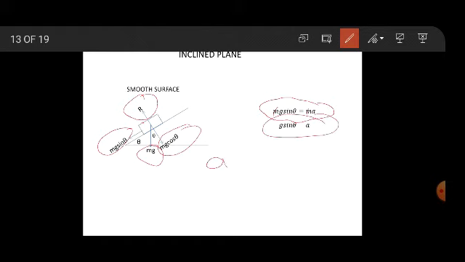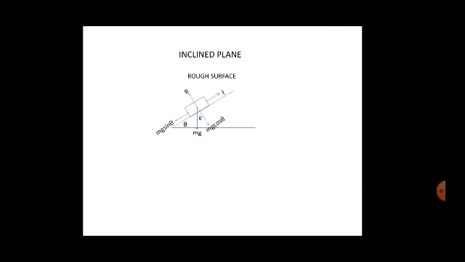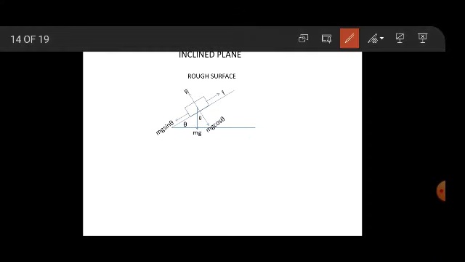So when an object is sliding down a smooth inclined plane, the acceleration of that object, a, is equal to g sine theta. Please note that, on a smooth inclined plane. Okay, so now that leads us to a rough inclined plane.